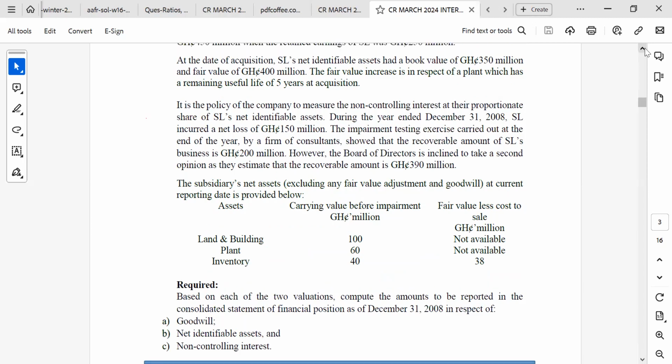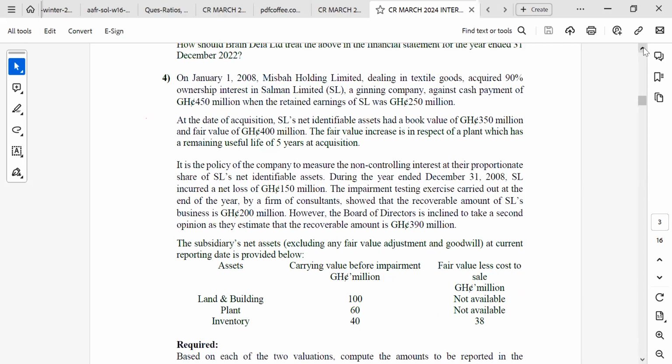Very interesting. And this is how they are going to examine you on the impairment of subsidiary. Okay. What do we have to do? You can answer this question using the net asset table. It's very simple. Or you can also use it in a different way.